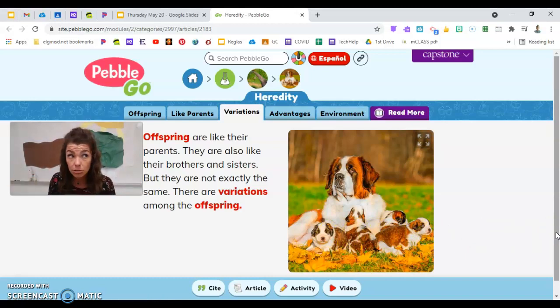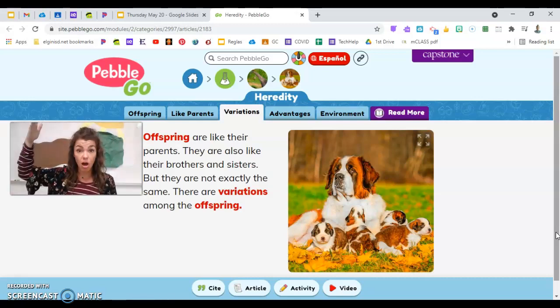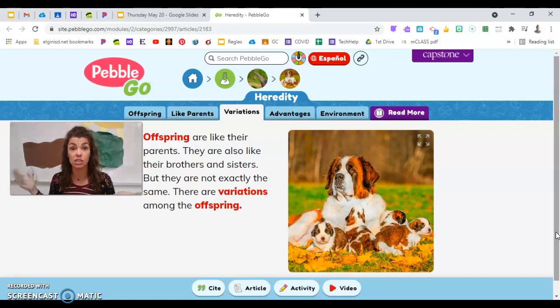Do you have brothers and sisters? Do they look exactly like you? Or are there a little bit of differences between the two of you? I have a brother. We don't look exactly the same. He has a mustache. But we both have brown hair. We're both tall. We have some variations, but also lots of similarities.